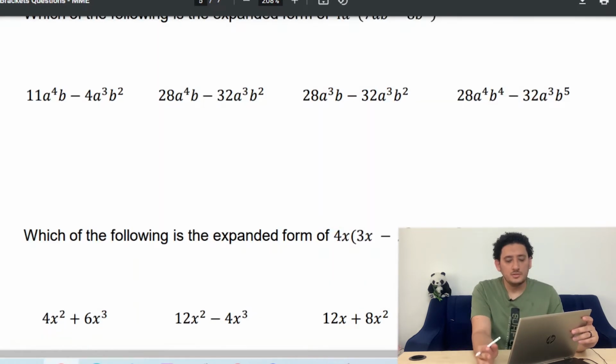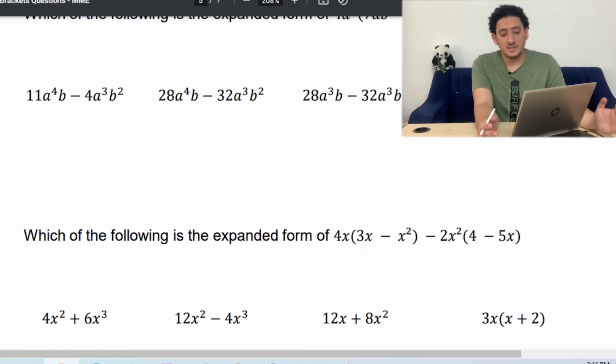In the same way, I want you to solve this expression: 4x multiplied by 3x minus x squared, minus 2x squared multiplied by 4 minus 5x. Try to solve it by yourself.